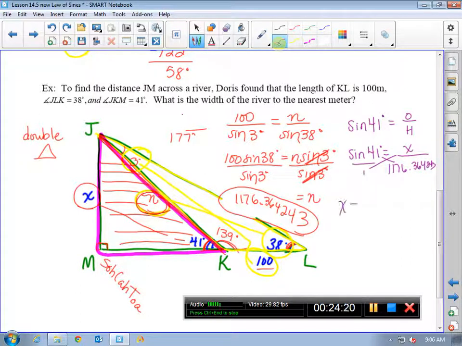So x equals the sine of 41 times that big number. And we're done. Sine of 41, enter, times 1176.3644243. And the distance across the river, 771.76438828. And we wanted to round to the nearest meter. Excellent.